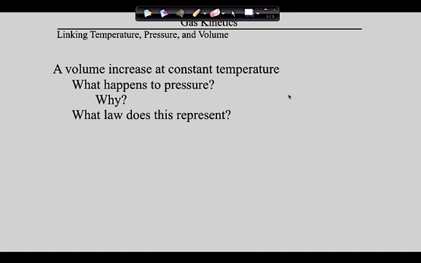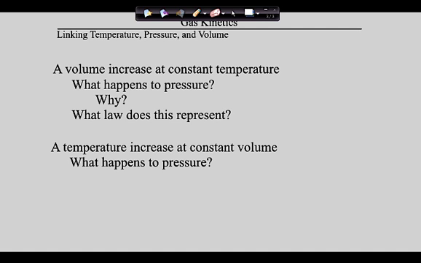Okay? You guys okay? Let's try one more. So what about this? We increase temperature at constant volume. What is going to happen to pressure, and again, why? So again, temperature goes up, volume doesn't change.